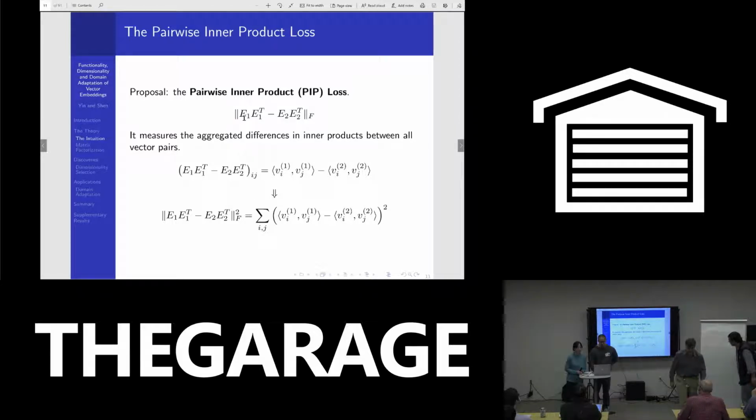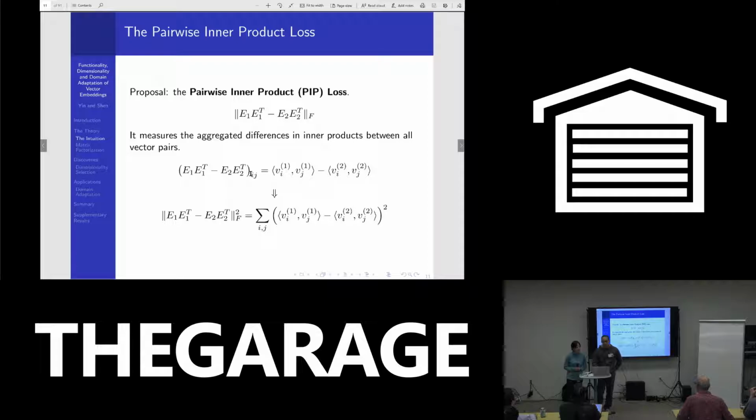Here is our proposal. Suppose we have embeddings E1 and E2. We take an outer product between E1 and itself, so we get E1 E1 transpose, and we do the same for E2, getting E2 E2 transpose. Then we take the difference between the outer products, and we take the Frobenius norm. So instead of taking the Frobenius norm directly of the difference of the original matrices, we take the difference between their outer products. Why does this make sense? At first glance, it is not clear why this is a proper loss function between word embeddings.